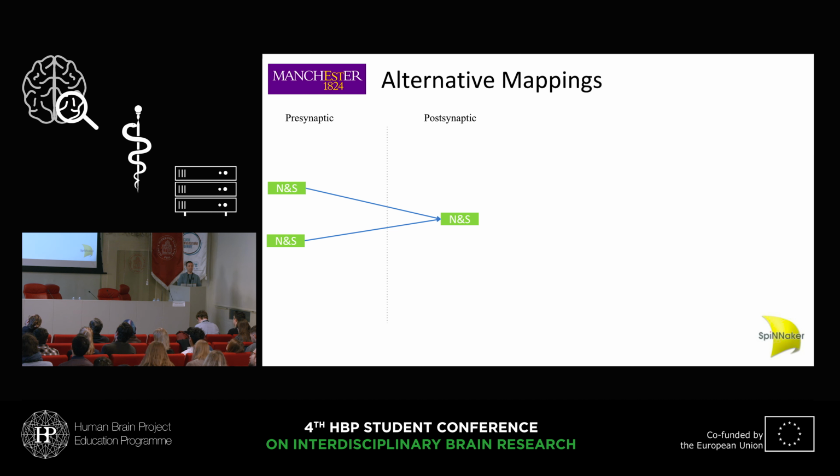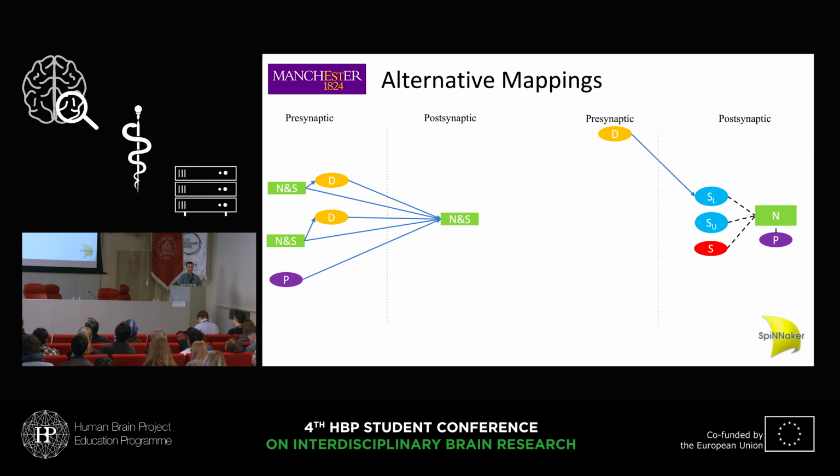Okay, so as I mentioned earlier, we've been looking at these alternative mappings. The traditional mapping has the neurons and synapses all processed on one core. We also have cores that process Poisson sources, so they generate Poisson spikes and inject them into the network. And we also have these delay extensions that I mentioned before, which also take up some cores.